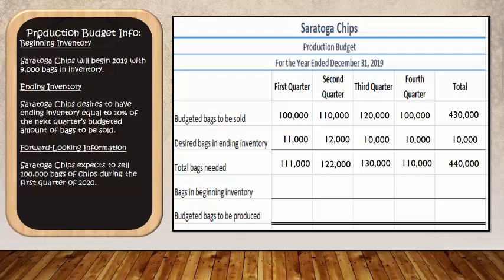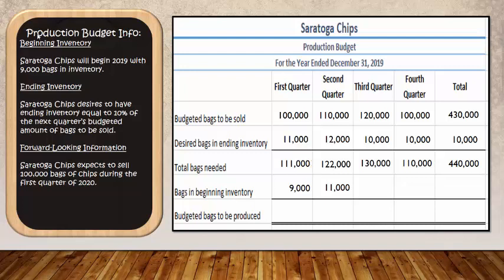For our bags in beginning inventory, for the first quarter, that information is given. We know that Saratoga Chips expects to begin 2019 with 9,000 bags in inventory, so we bring that number over to our production budget. For the second quarter, what we're going to do is carry down the ending inventory from the end of the prior quarter. If we end the first quarter with 11,000 bags in inventory, then we must be beginning the second quarter with that same 11,000 bags. We're going to repeat this process throughout.